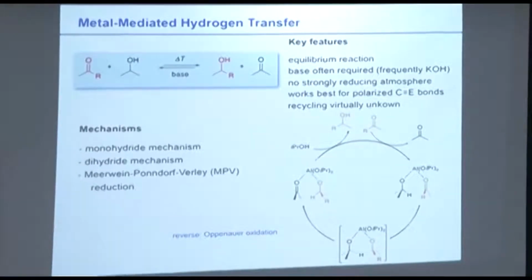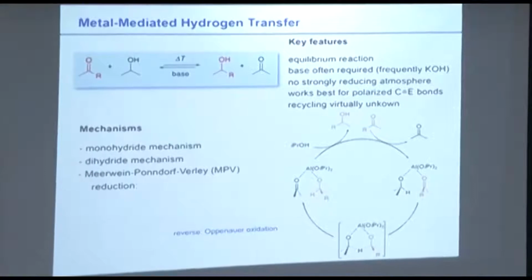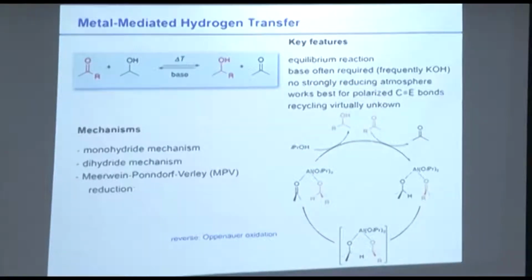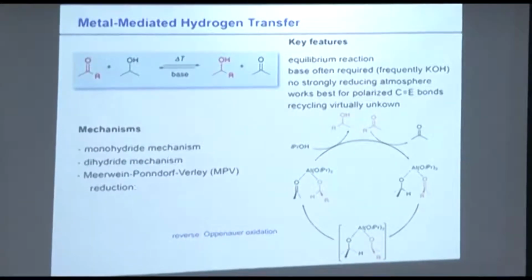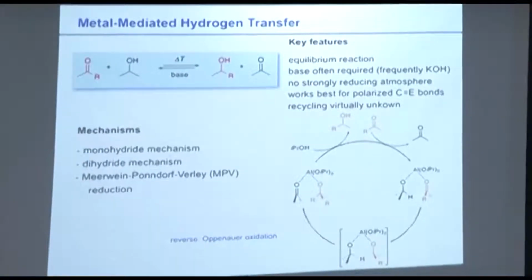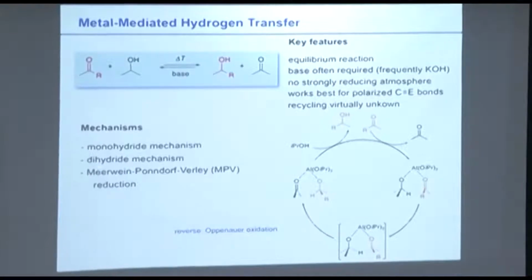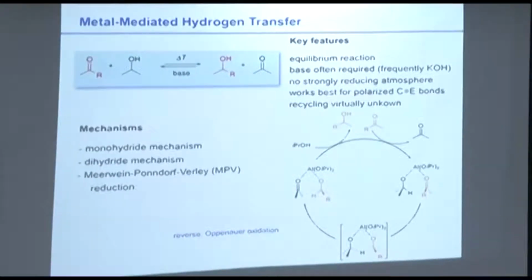So there's three mechanisms that have been discussed for transfer hydrogenation. One is a very old one, the Meerwein-Ponndorf-Verley mechanism, which uses very simple salts. This works best with metal precursors that have a very high oxophilicity. So that's very hard metals, aluminum, lanthanides, titanium, all those hard metals that have almost no d electrons, that are in high oxidation state and hence have a high affinity for oxygen binding.